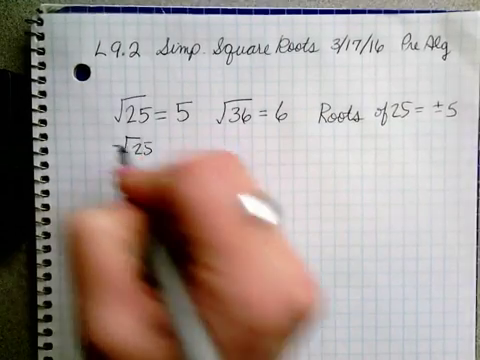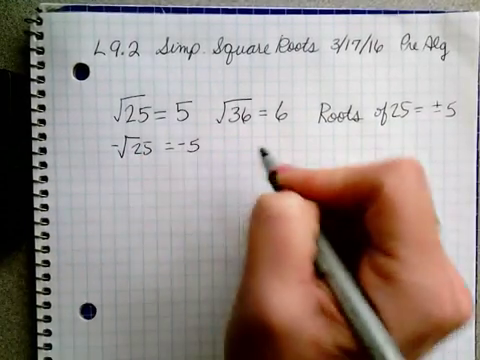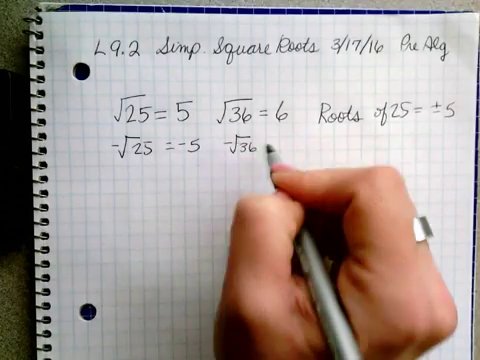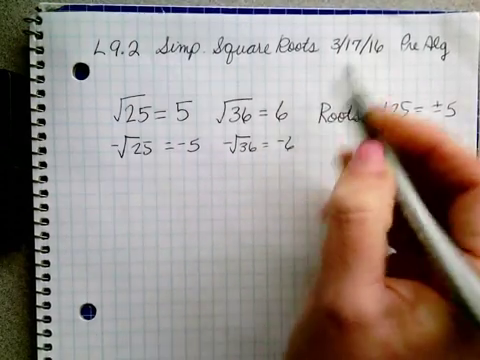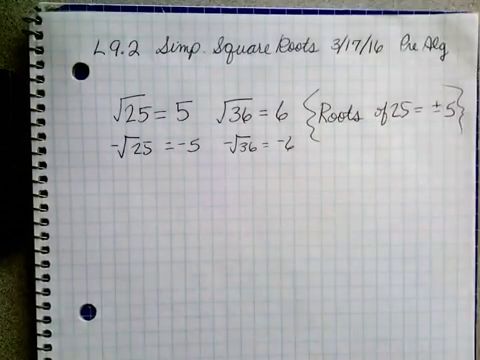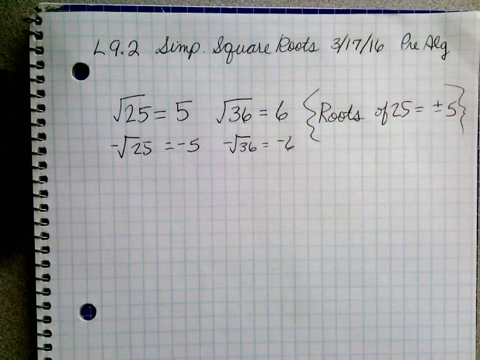If they ask for it this way, they're asking for the negative version. And if they just say, give me the roots, you're going to give both. Okay? But not all numbers are perfect squares. Not all numbers are perfect squares.